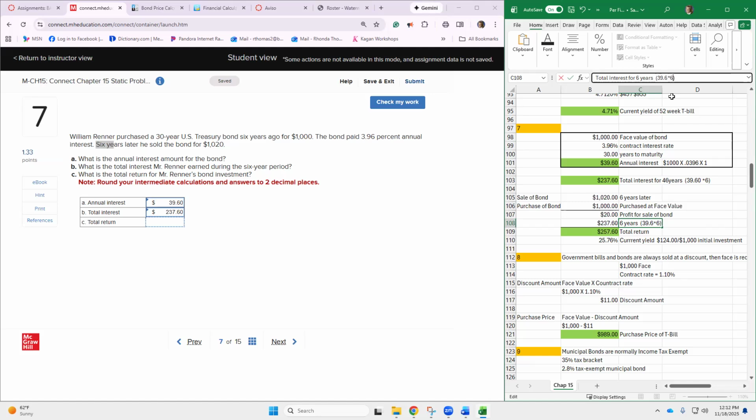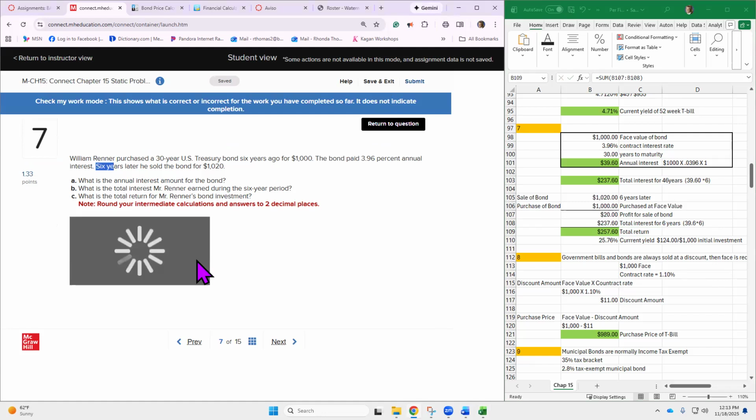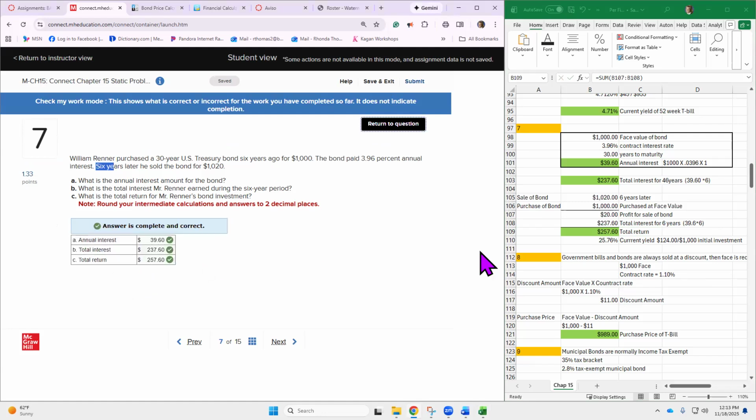Okay. And so the total return, when you add up the profit from the sale of the bond and his total interest, was $257.60. Okay. Now, just in case they would have added, what is the current yield of the bond? Okay, just for fun, we'll look that up.